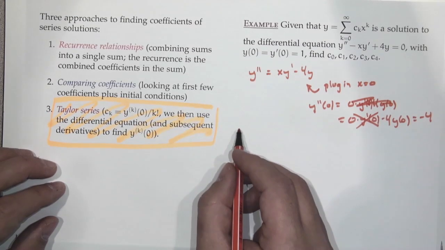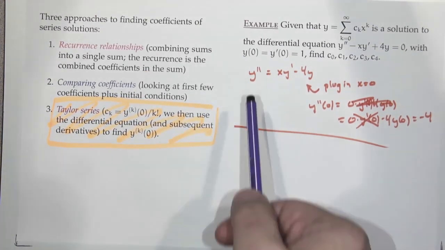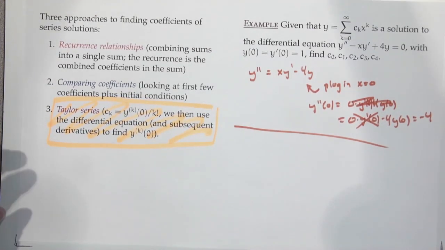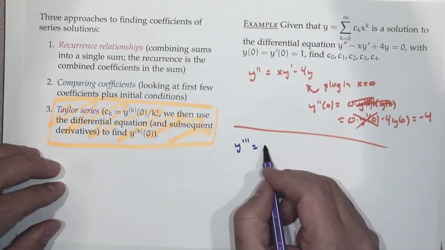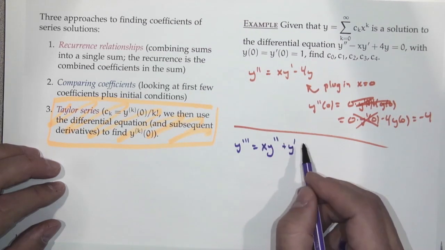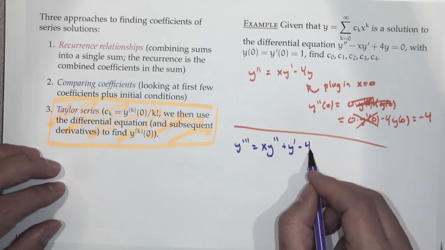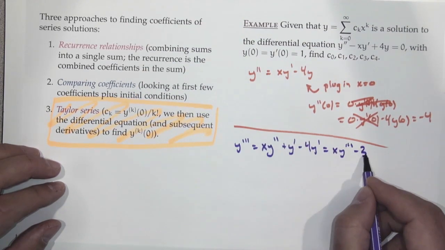Now you're like, that's nice, Steve, but what about y triple prime? Let's step it up, Steve. Can you find y triple prime? And I'm like, okay, I'm up to your task. I'm ready to throw down with you. How do we get to y triple prime if we have y double prime? Take a derivative. So y triple prime is equal to x y double prime plus y prime, so I'm doing product rule, minus 4y prime, which we can say is xy double prime minus 3y prime.